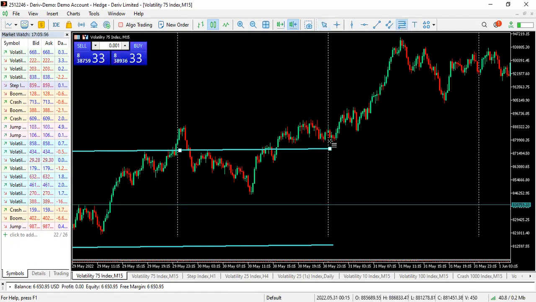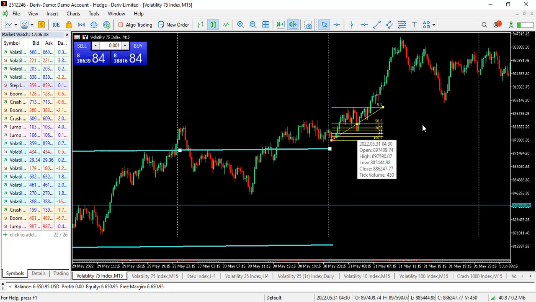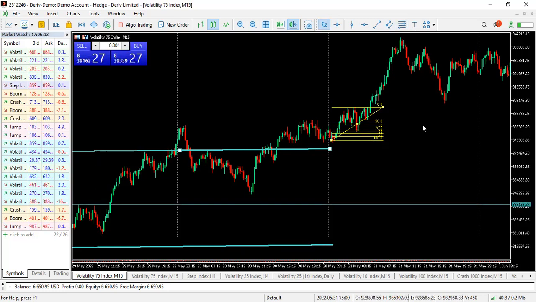You take your Fibonacci. This is a short-term structure break. This is a short-term structure break here. Then you take your Fibonacci tool, you slap it on. This is a perfect entry for us. Then you take your trade to the upside. Bam.